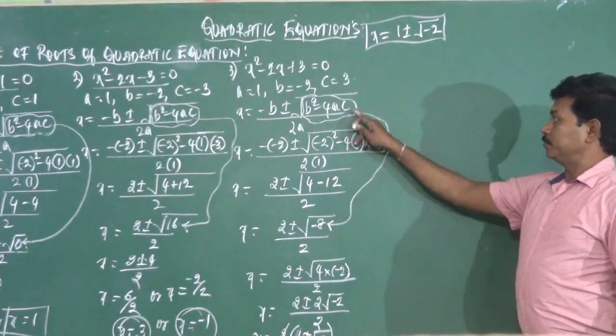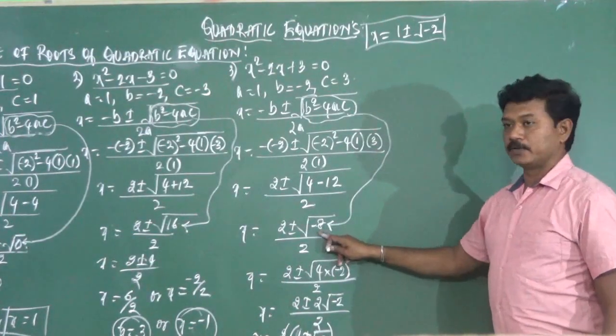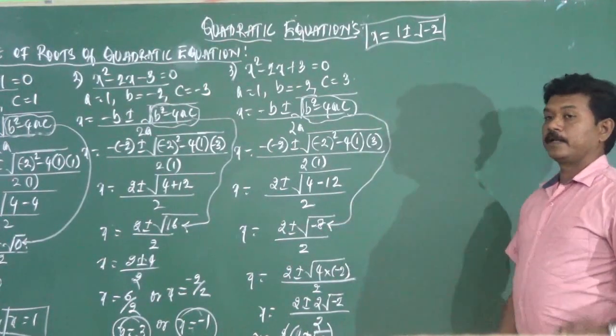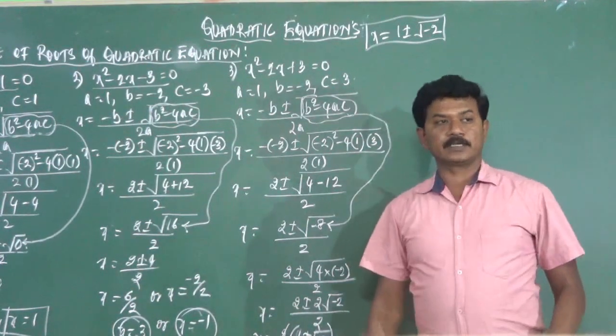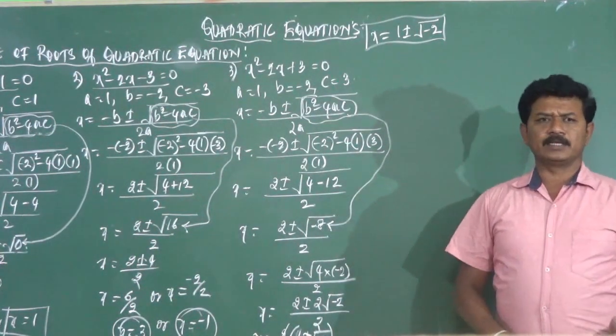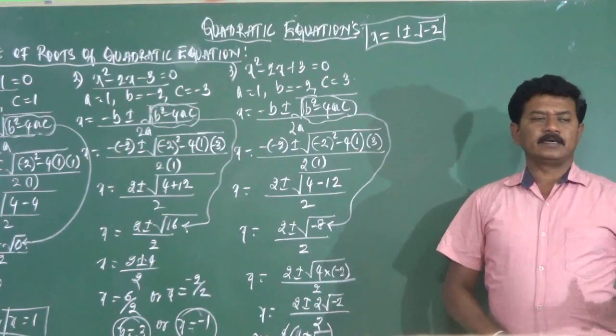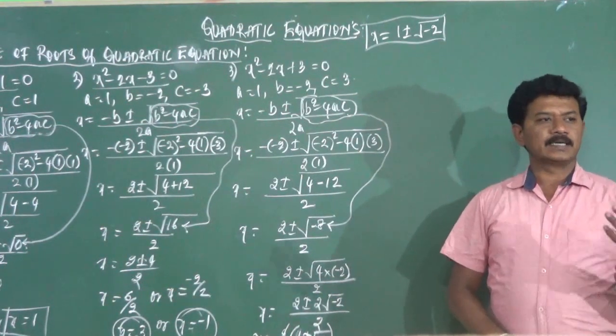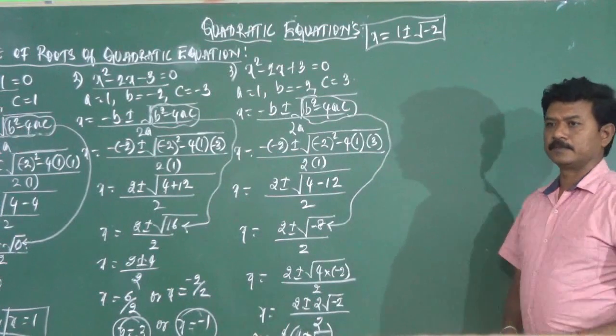So in this case, b square minus 4ac is less than 0. Therefore the roots are complex or imaginary. If you don't want to say complex or imaginary, then say that they are not real roots. That's all, right? Okay.